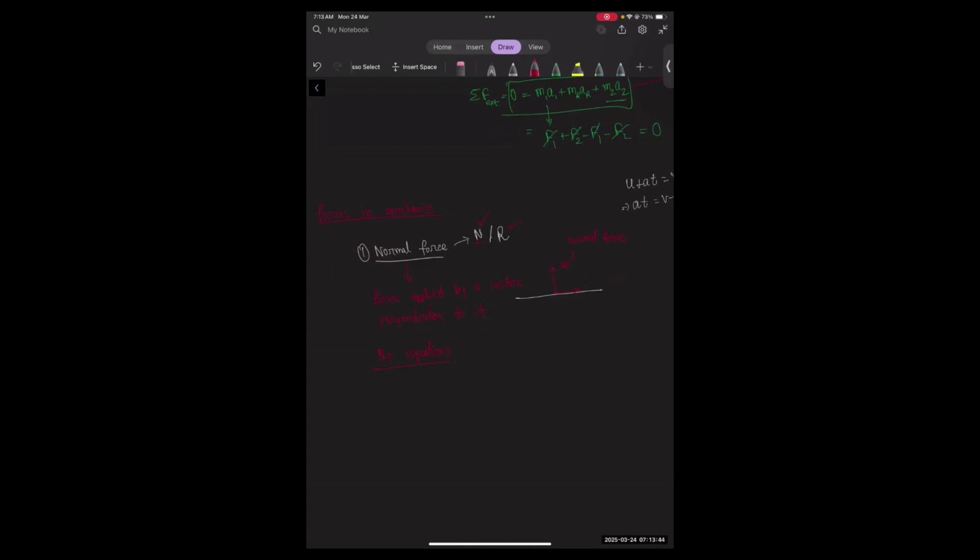So how can you find N? Remember that this force comes from a surface. So you usually have a curved surface, or you just have a ground. You have a surface that is preventing some sort of motion. And then you have to use the condition that there is no motion perpendicular to the surface.